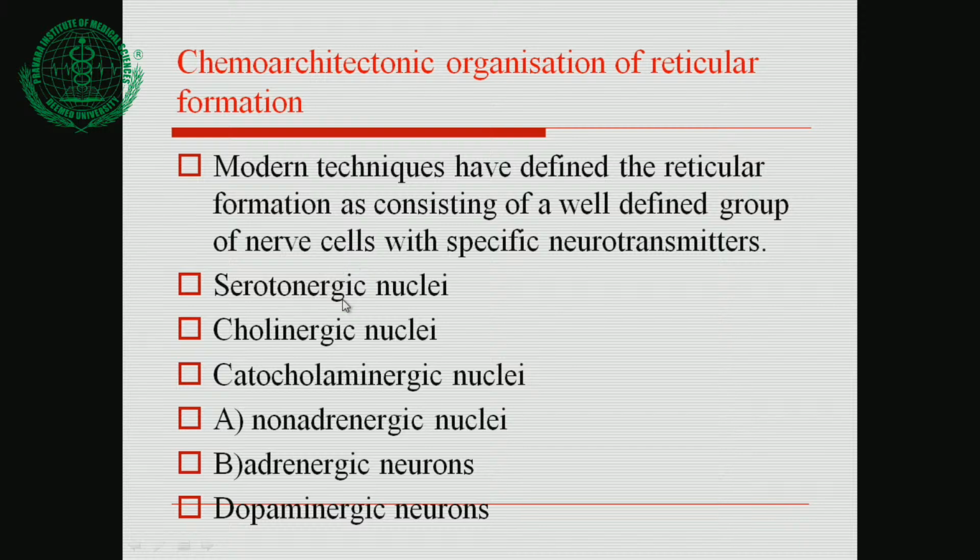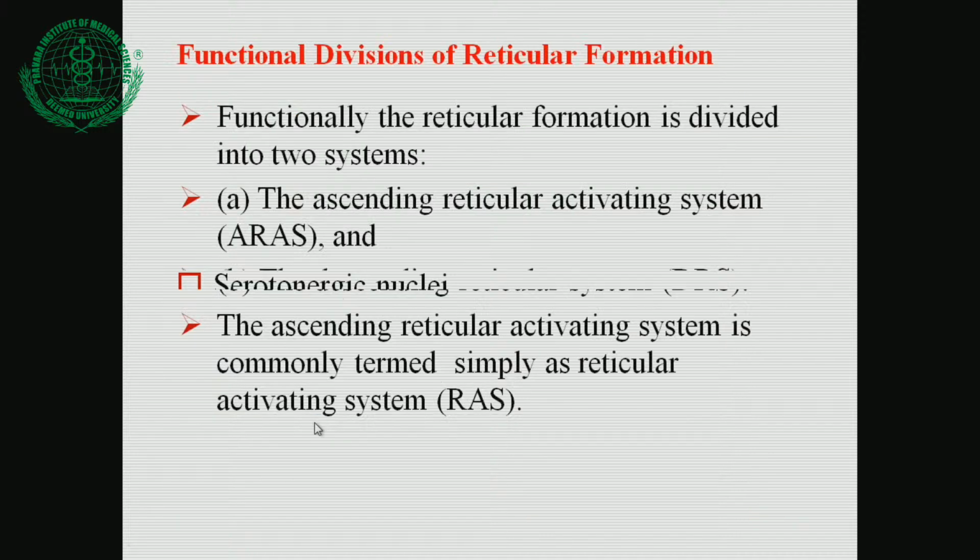These are serotonergic nuclei, cholinergic nuclei, catecholaminergic nuclei, which are noradrenergic and adrenergic neurons, and dopaminergic neurons. These are according to the basis of the neurotransmitters. These are divided into the following four groups: serotonergic nuclei, cholinergic nuclei, catecholaminergic nuclei, and dopaminergic nuclei, while catecholaminergic nuclei are again divided into noradrenergic nuclei and adrenergic nuclei.